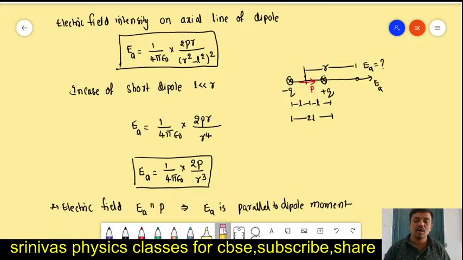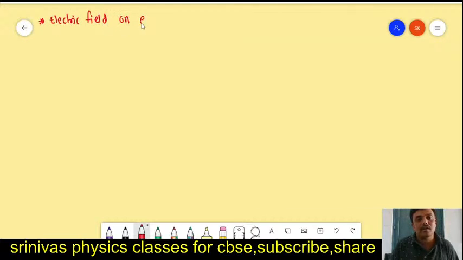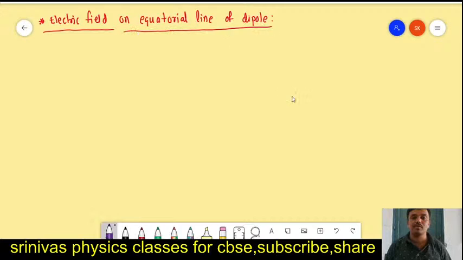What is the equatorial line? These are very important topics. Electric field on the equatorial line of a dipole. I want to find out the electric field intensity on the equatorial line of the dipole. What is the equatorial line? What is a dipole?